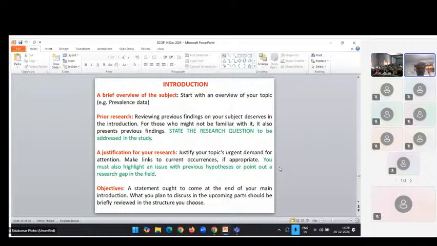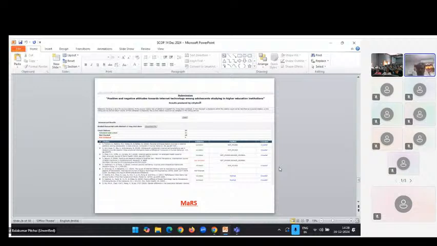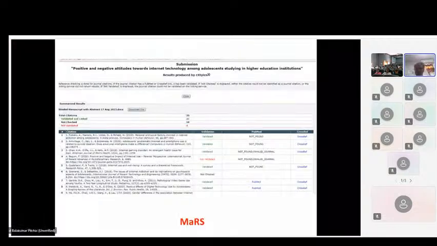Then prior research. For that you need to do a literature search. You need to enter recent references. Then justification of your work. Then objective. So when you want to cite any references, make sure that the reference is from PubMed Medline. Make sure that the reference is from Web of Science. Make sure that at least the reference is from Scopus.